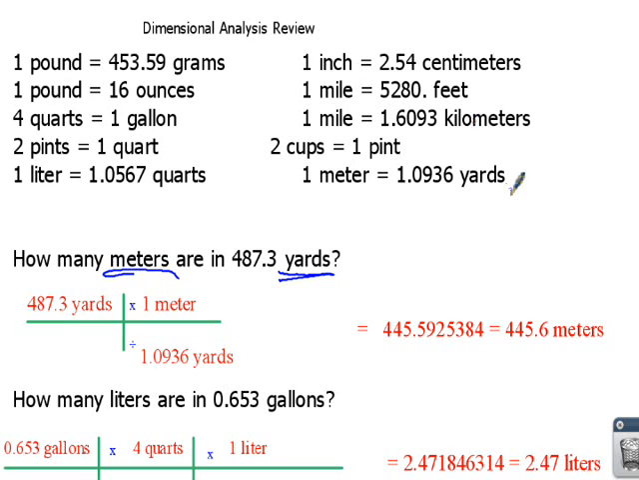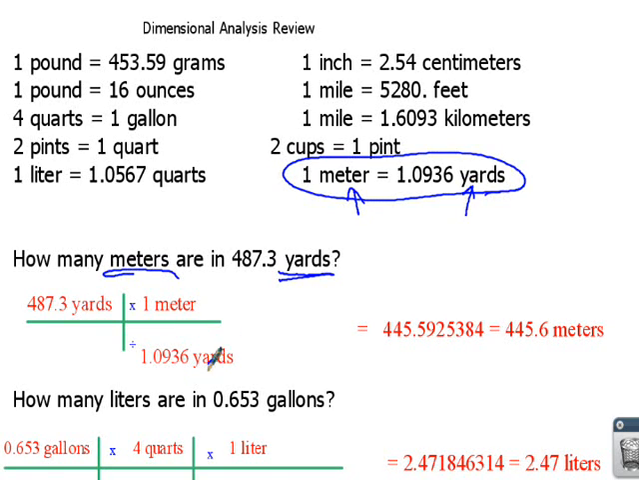Here's yards and meters. This is an equivalency you could find pretty easily. On this sheet here, the equivalency says 1 meter is equal to 1.0936 yards. And since this equivalency has both yards and meters, we're going to use it to convert to find the answer to this question.